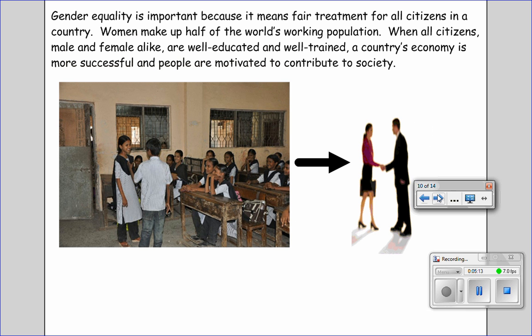Gender equality is important because it means fair treatment for all citizens in the country. Women make up half of the world's working population. When all citizens, male and female alike, are well educated and well trained, a country's economy is more successful and people are motivated to contribute to society.